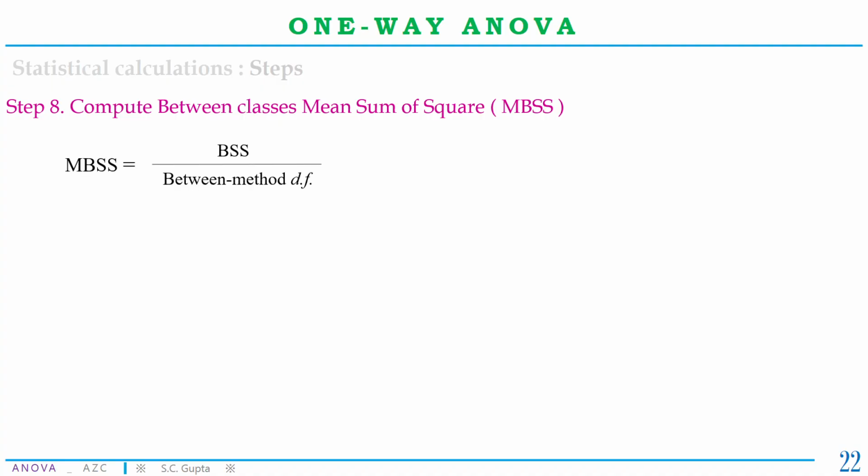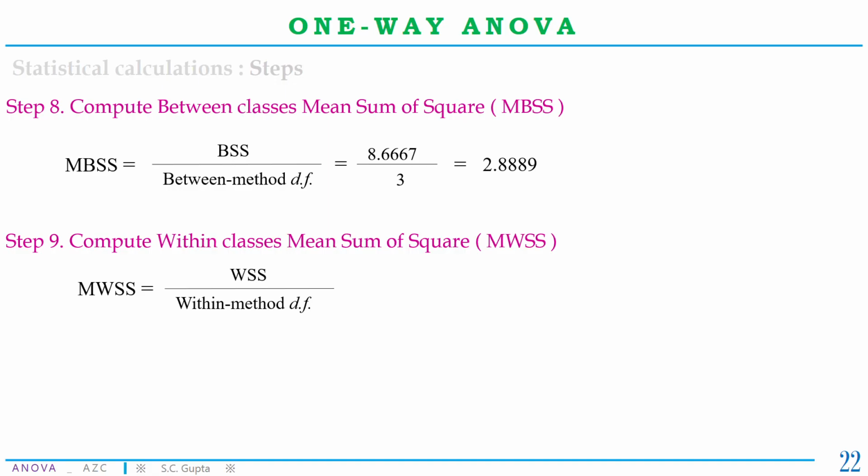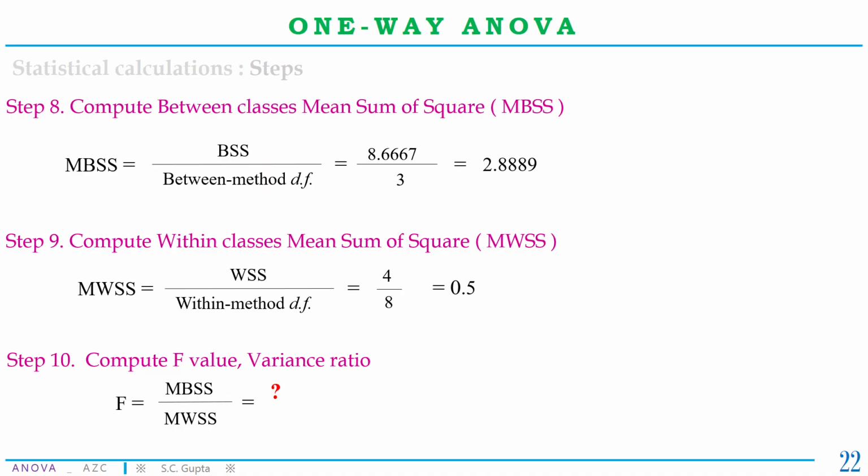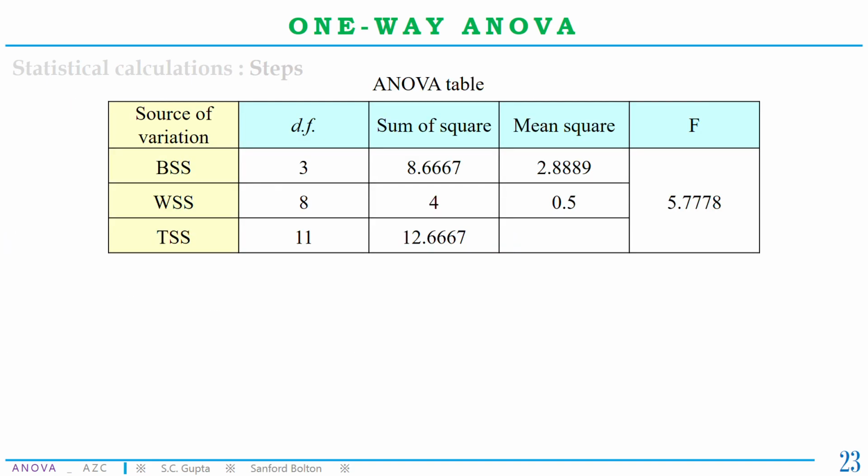Compute between classes mean sum of square. MBSS obtained is 2.8889. Compute within classes mean sum of square. MWSS obtained is 0.5. Step 10. Compute F value, variance ratio. F value found is 5.7778. ANOVA table that contains all calculated values, as shown here.